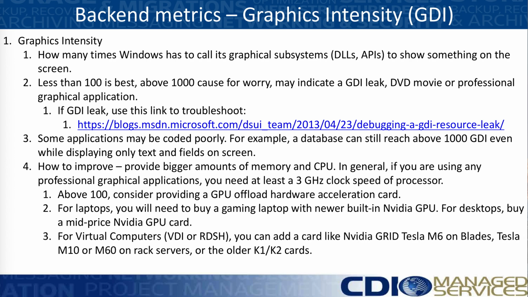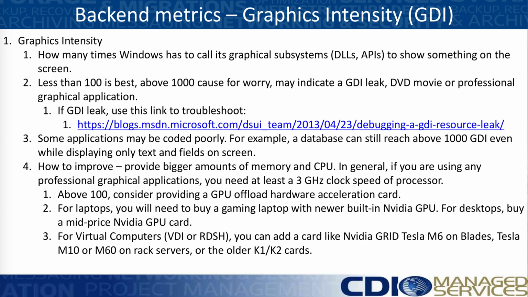For desktops, you could buy a mid-price NVIDIA GPU card. Don't go crazy. Unless you're running AutoCAD, you don't need the highest end GPU card. So you don't need to spend $1,000. You could spend $500 or $200.